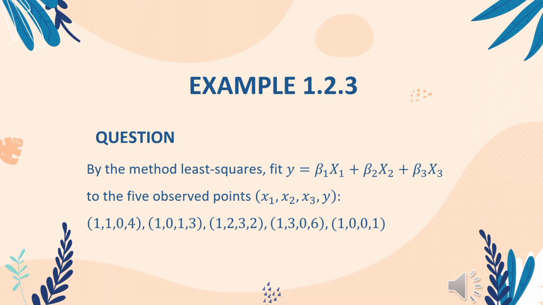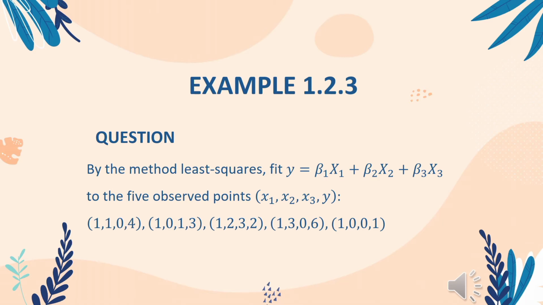Here is example 1.2.3 from the lecture notes that we are asked to do. So the question looks like this. By the method of least square, fit y equal to beta 1 x1 plus beta 2 x2 plus beta 3 x3 to the 5 observed points x1, x2, x3 and y.